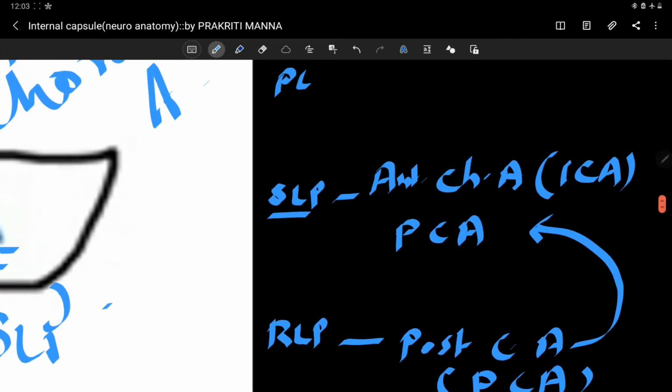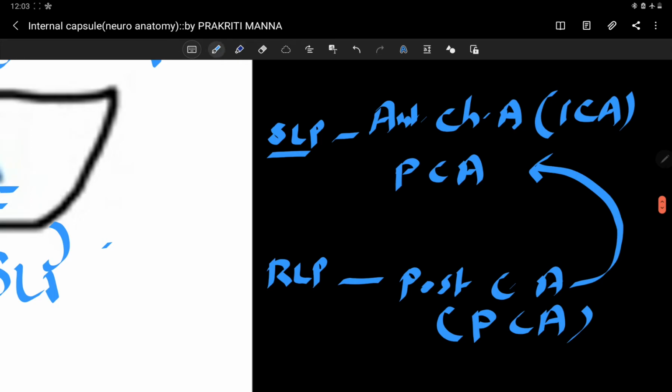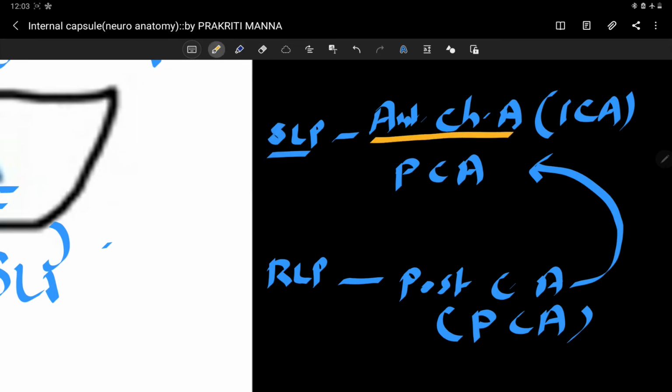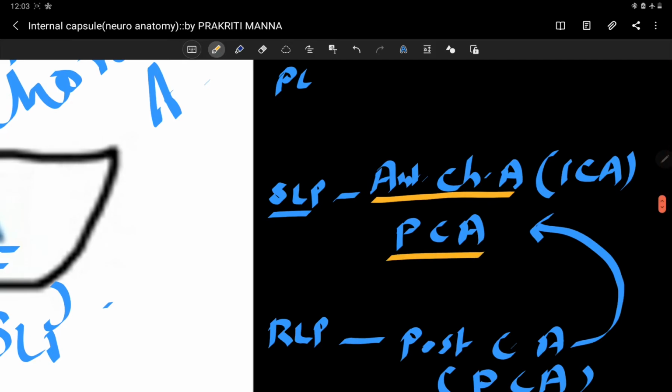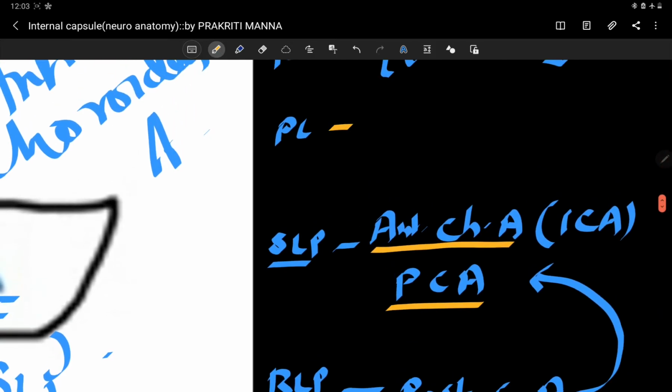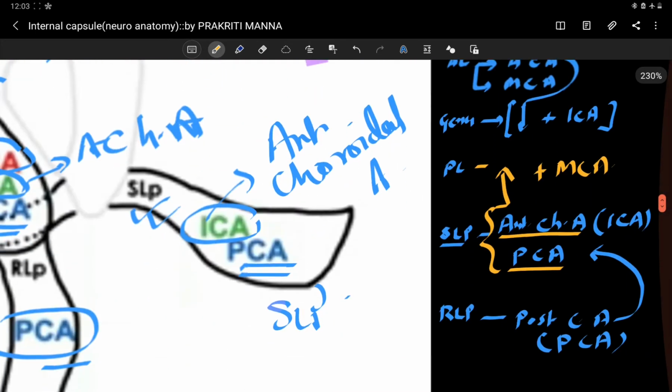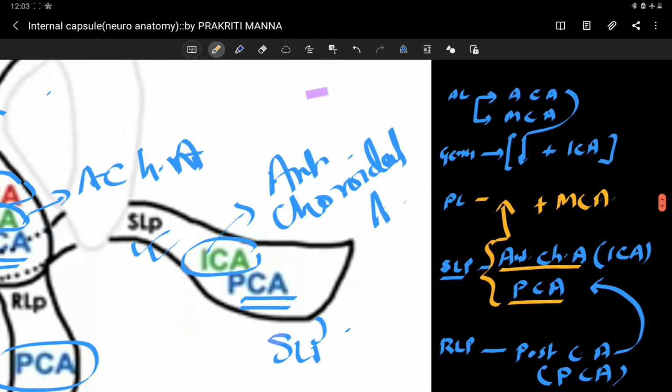So you are just adding one thing here. This is nothing but your anterior choroidal artery. These two things are common for the posterior limb also. So in the posterior limb I am writing these two things as common, and just add the middle cerebral artery. This is all about the summary of the blood supply of your internal capsule.